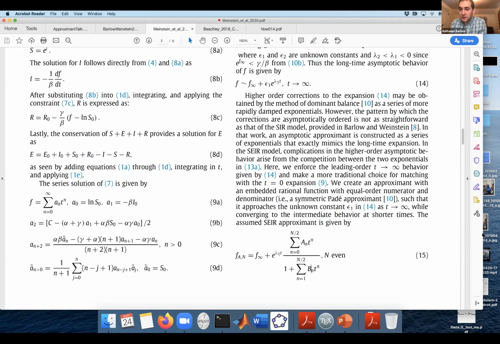I'll just put it in the chat here. That's what's out there, and that's this. You can see that as time goes to infinity, this fraction goes to a constant, so it's perfect for replacing epsilon 1 and 14. But then as t goes to 0, it's very easy to Taylor series this, so it matches the series 9a.